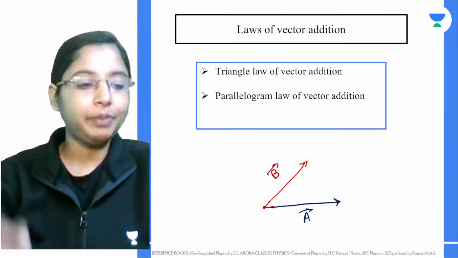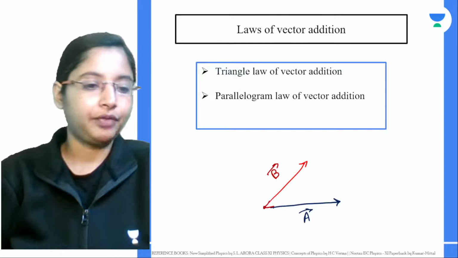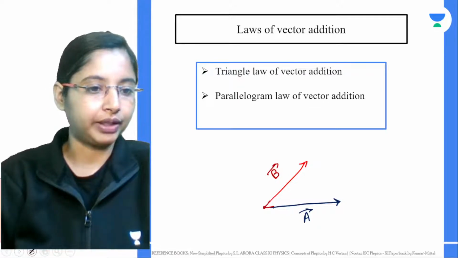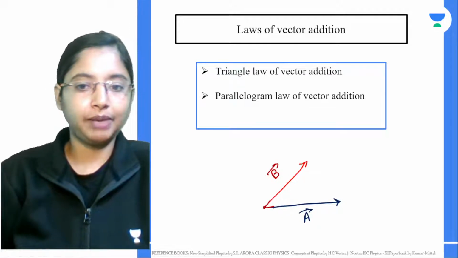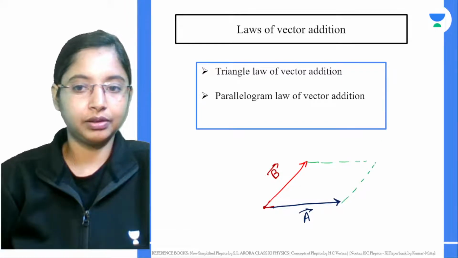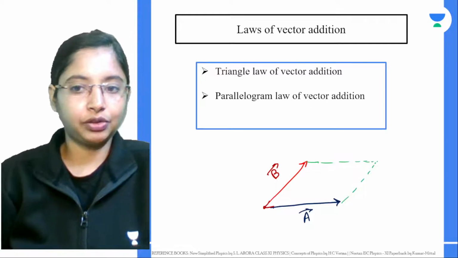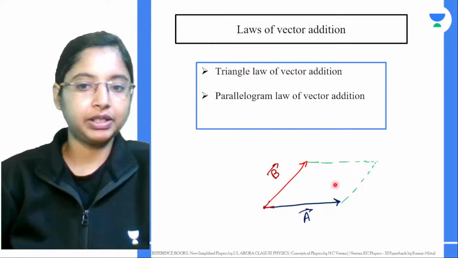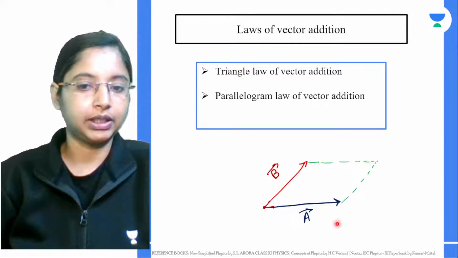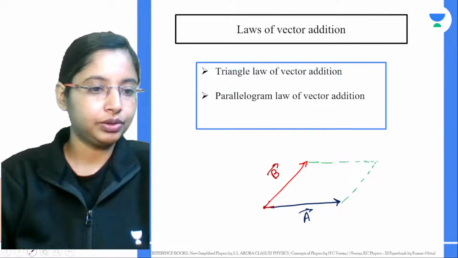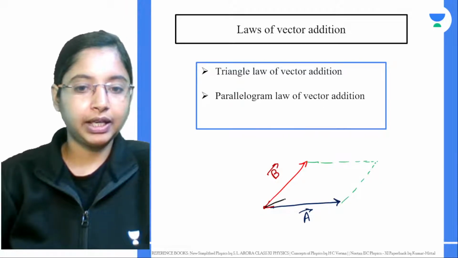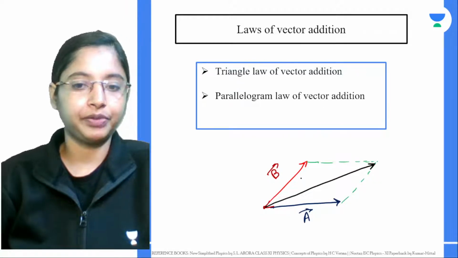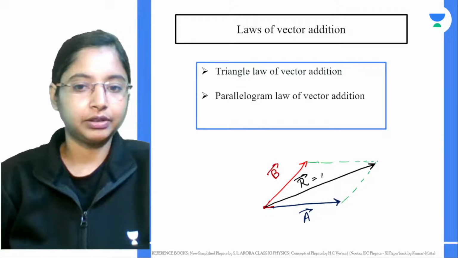Now to find the resultant of these two vectors, we have to make use of the parallelogram law of vectors. So what we are going to do is imagine that these are the two sides of a parallelogram. From here we draw a line, and from here we draw a line. So what do we understand from here? These two sides are equal, these two sides are equal. Now the resultant of these two will be the diagonal of this parallelogram. So this is going to be the resultant vector, A vector plus B vector, right?